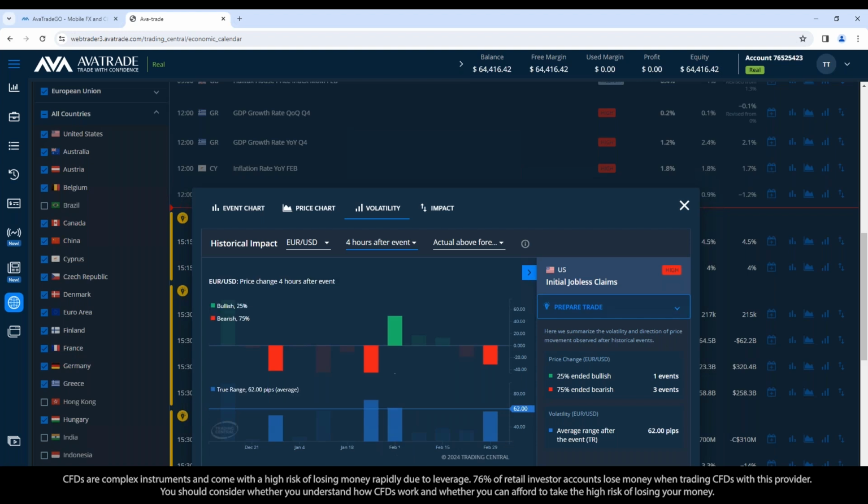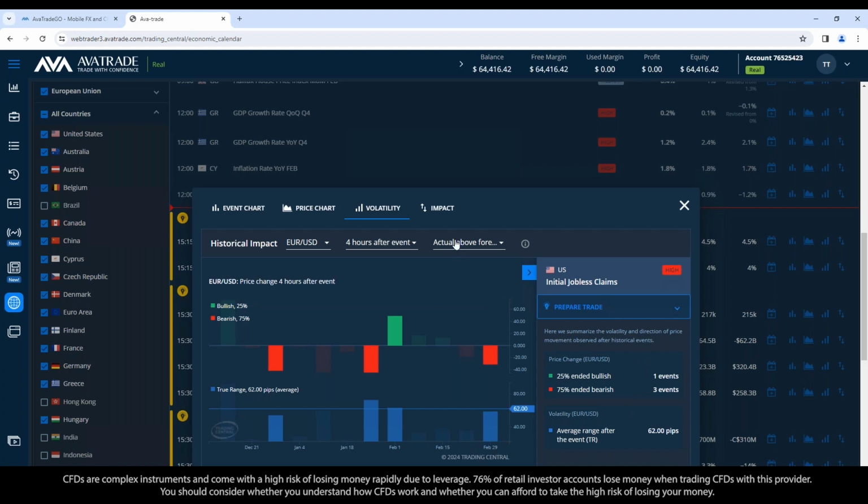And I know 25% of the time in the past I would have been wrong, and 75% I would have been right. Okay? Now, that doesn't mean that will continue in the future, but this is how we use data-driven trading to try and gain a statistical advantage. We see there's a relationship statistically that when this comes in above forecast, the USD strengthens.